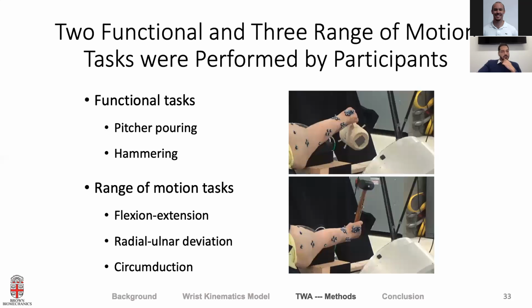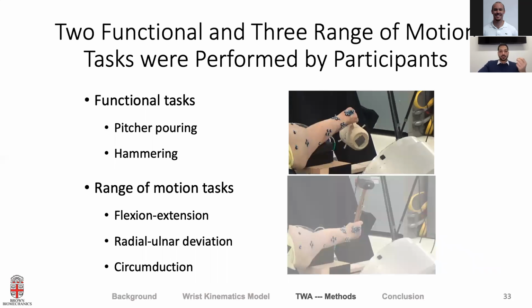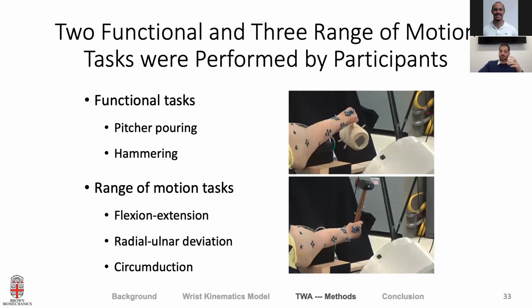We ask our subjects to perform various tasks. One of them is pitcher pouring. The subject holds a pitcher, moves it up, and performs a pouring task. Another is a hammering task. We ask our subjects to perform hammering with a virtual nail without hitting it. This approximates the dart thrower's path. And we also have 3 range of motion tasks: flexion extension, radial ulnar deviation, and circumduction. We control their pace in all tasks with a metronome that beats 90 beats per minute, and all tasks are captured for 2 seconds.